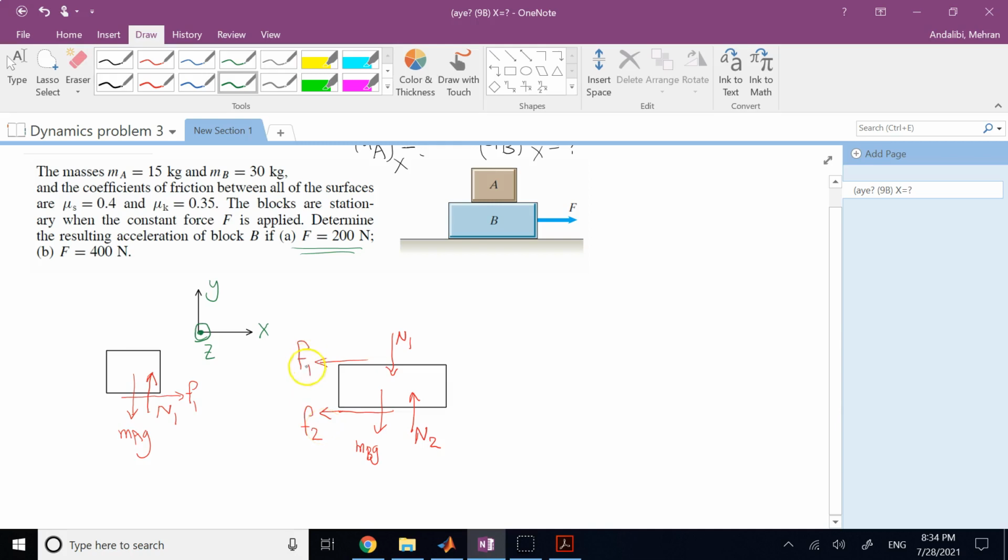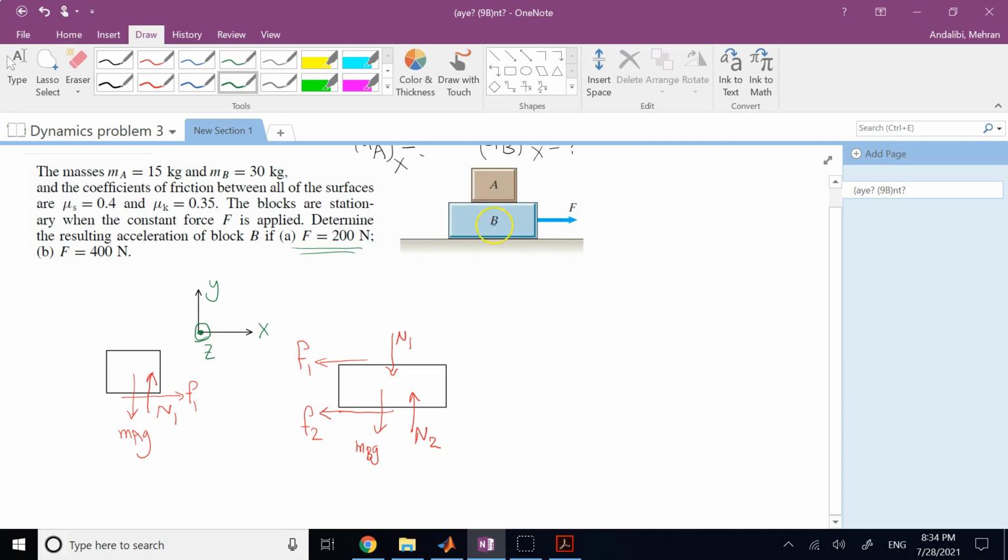So right now, this F1 and F2 can be considered as two extra unknowns. Of course, we have too many unknowns, we cannot solve. But the first question is, what's going to happen between B and the ground? Is B going to move on the ground or not? Or if A and B together, they are going to move on the ground or not?